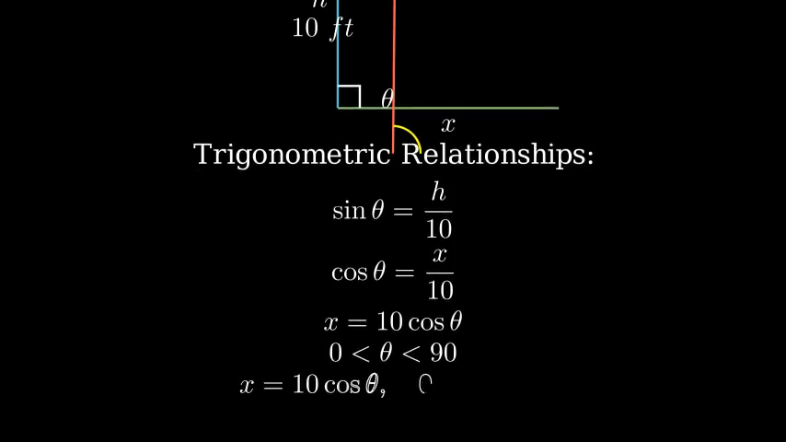In conclusion, the relationship between the angle theta and the distance x is x equals 10 cosine theta, where theta must be between 0 and 90 degrees. This relationship helps us understand how the ladder's position changes as we adjust its angle.